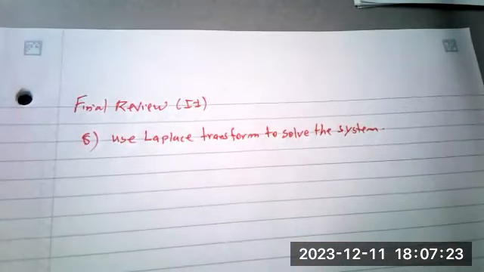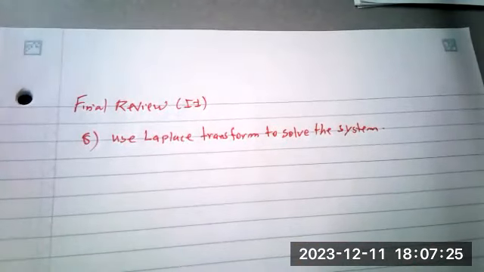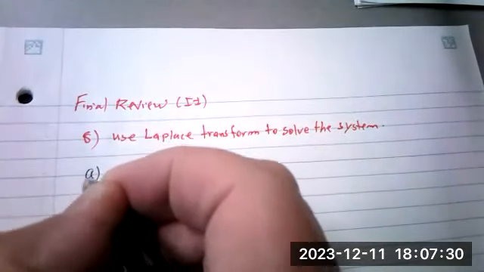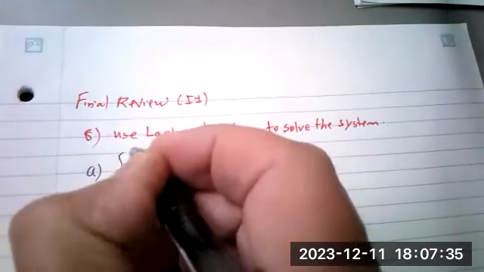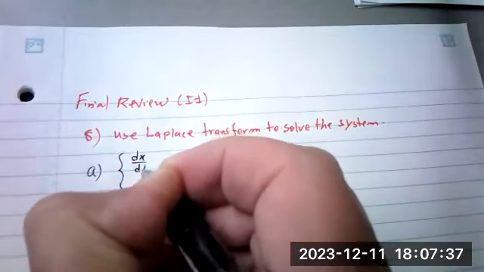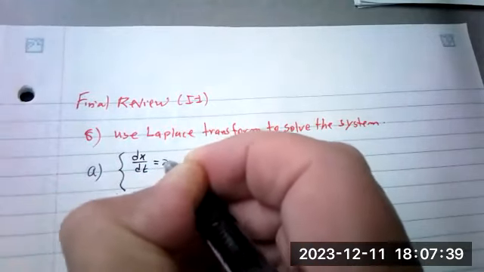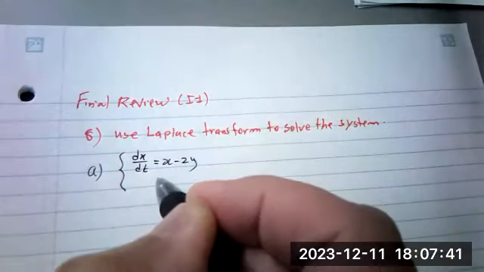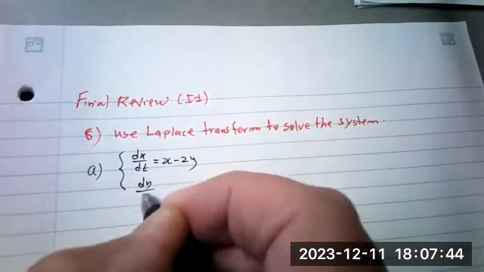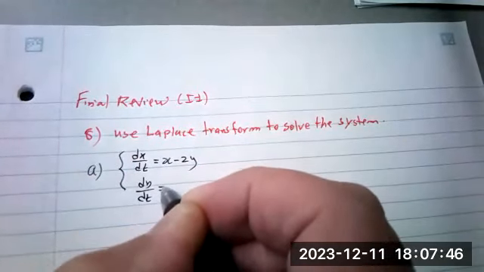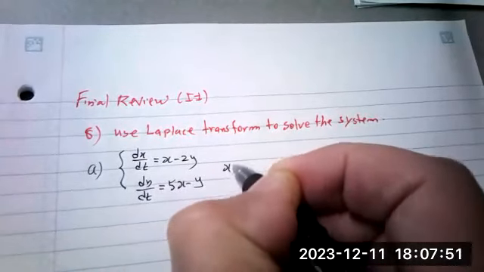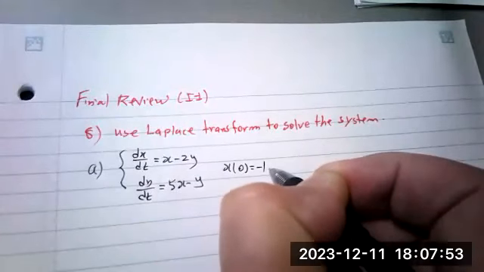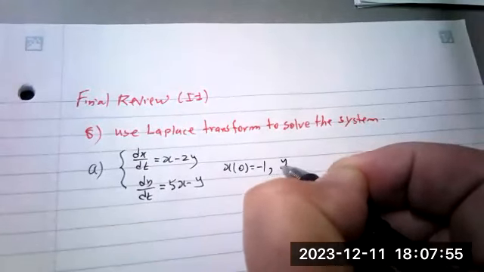The first one is a kind of linear, but they ask for the Laplace transform, so you have to follow the instruction. This is the first one: dx/dt equals x minus 2y, the first equation, and dy/dt equals 5x minus y. And we have initial conditions, x of 0 equals -1, and y of 0 equals 2.